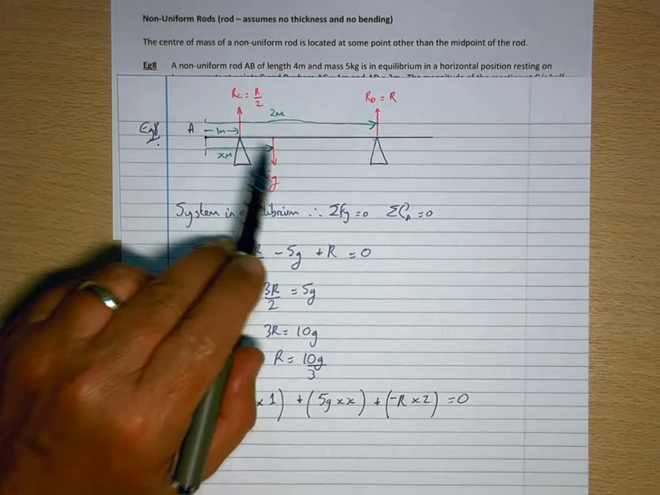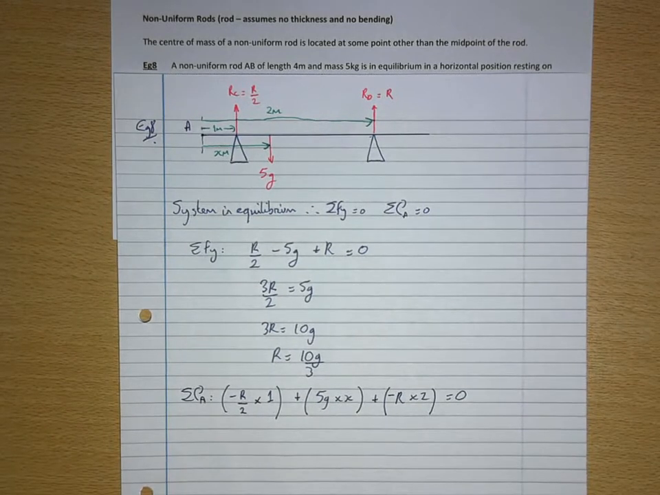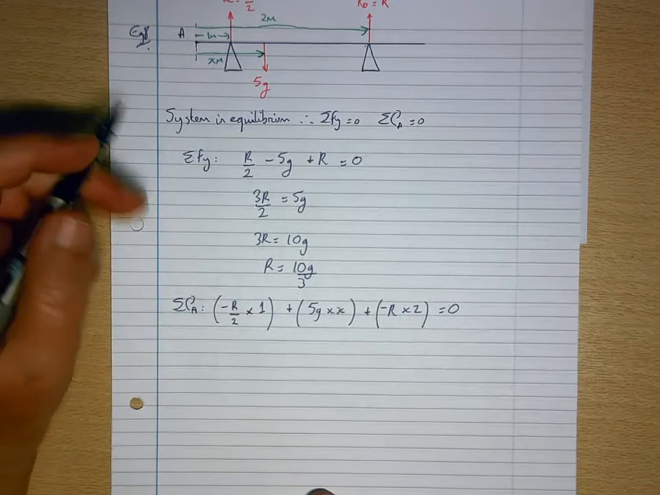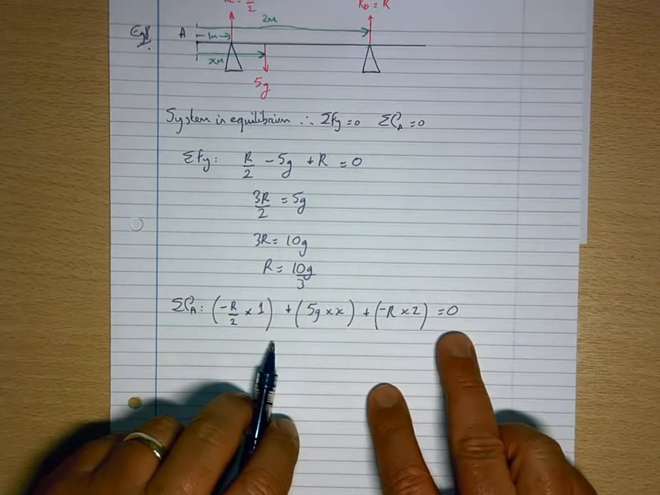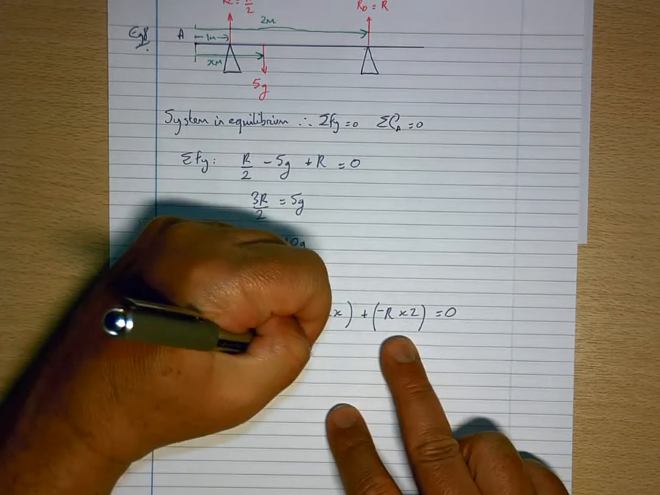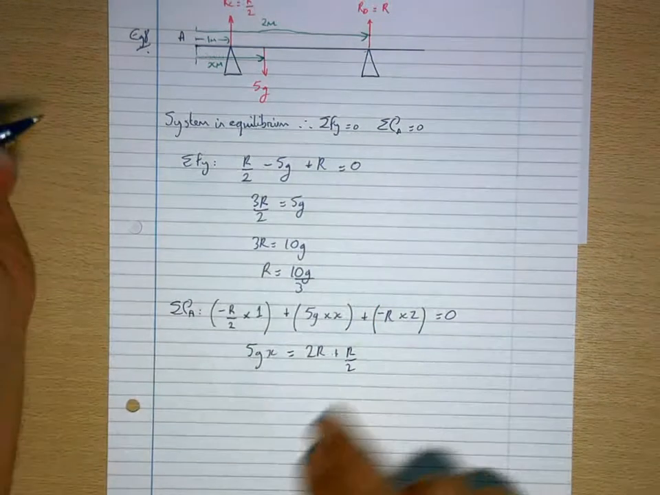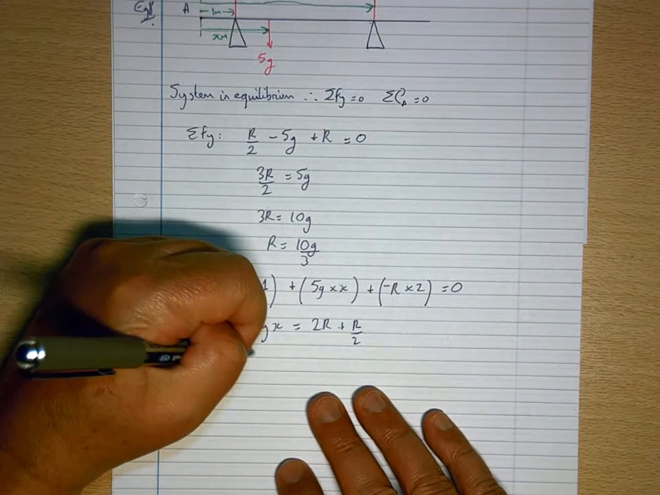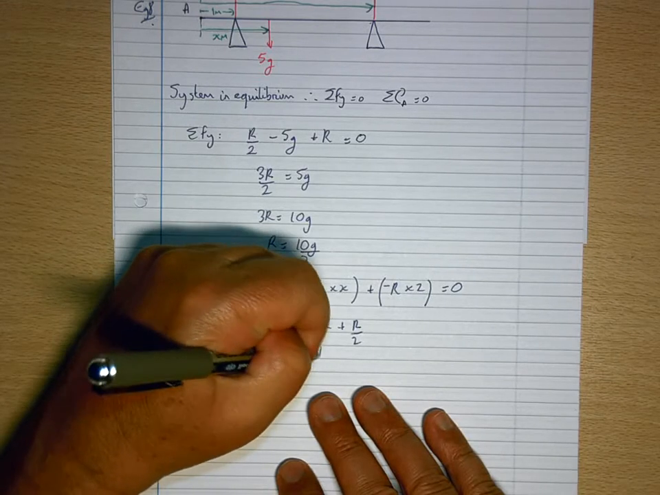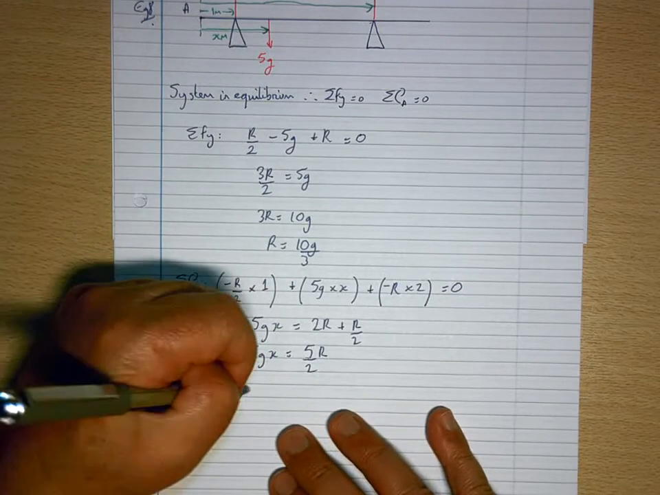So I've got 1, 2, 3 forces, 1, 2, 3 parts to my moments equation. Okay, so let's tidy that up. If I take the R's over, so I've got 5gx equals 2R plus half R. So 5gx is 2.5R, which is 5R over 2. And I know that R is 10g over 3.